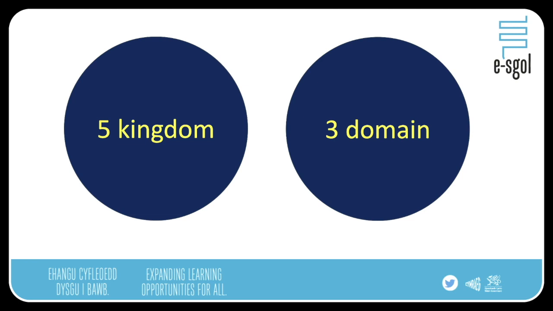Now we know what classification is, we can look at two systems of organization, the five kingdom classification system and the three domain classification system. Let's look at the five kingdom classification system first. So what is the five kingdom classification system? As I mentioned earlier in the film, the five kingdom classification system is the system you would be most familiar with from your GCSE studies.